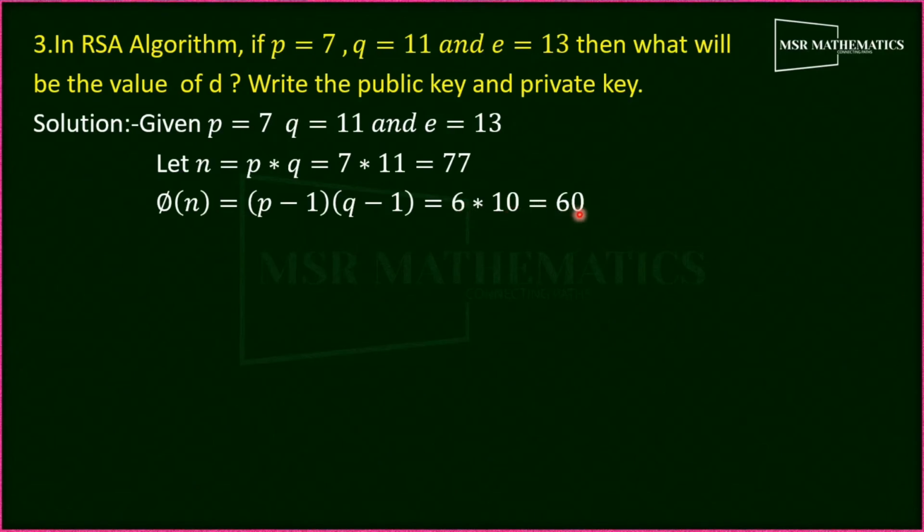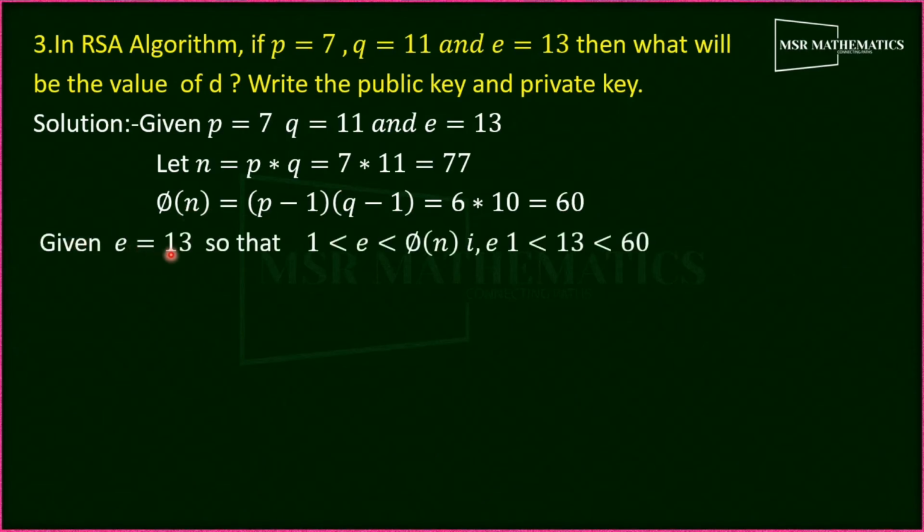So 6 into 10 is 60. That is our phi of N. After obtaining phi of N, they have already mentioned E value is 13. Here E value is 13 means we have to observe whether both conditions hold or not.